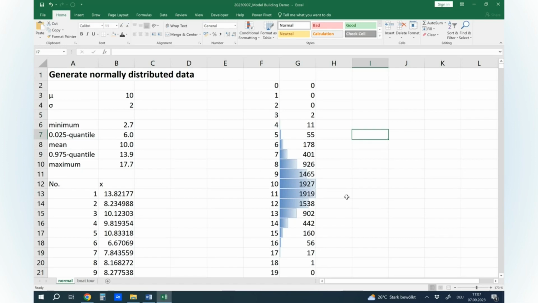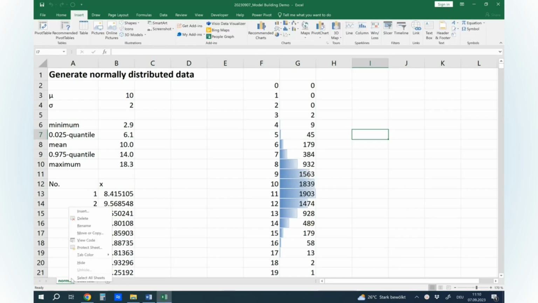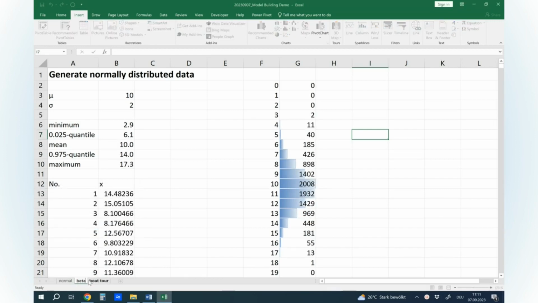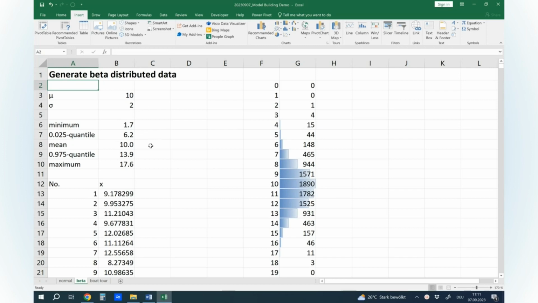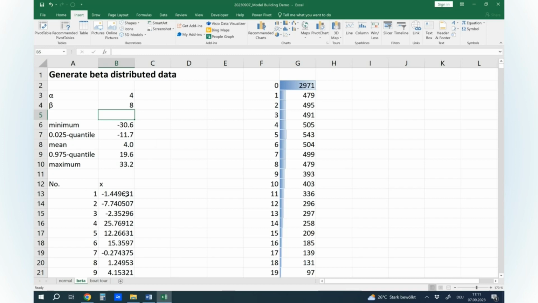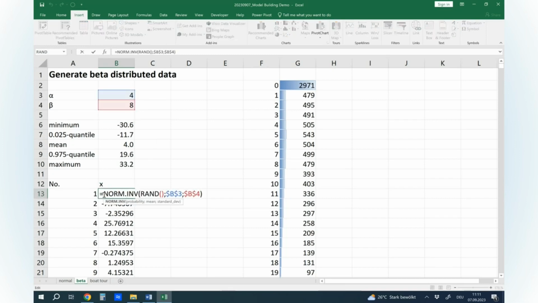Pretty much the same thing for beta distributed data. I actually can just reuse this sheet. For a beta distribution, we need alpha and beta as parameters. Let's take 4 and 8. And all I need to do now is go into the function and swap norm for beta. The rest stays exactly the same. Randomly generated probability, alpha and beta get picked up from the predefined cells, and that's it.